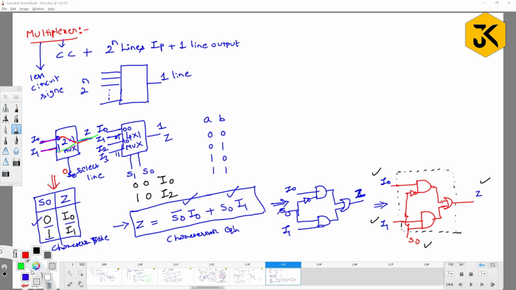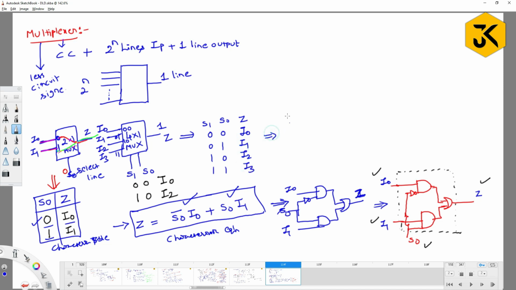Similarly, let us construct the truth table for the 4 by 1 mux. Assume S1, S0 as input. Make sure you understand that the order in which you define the select lines, the same order you have to use in the truth table. Otherwise, your results are going to change. S1, S0. What is the output you expect? Z. When you give 0, 0 as input, what do you get? I0, I1, I2 and I3.